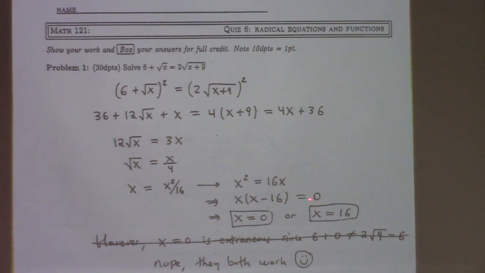I was like, well, plug 0 in, it's going to be extraneous. And then I'm like, wait a minute. 6 plus 0 is equal to 2 times the square root of 9. But 2 times 3 is 6. So yay. It so happens that both of the solutions work in this case. Like a lot of the problems we worked in the past, there's been one or the other which was extraneous, right? But not for this one.